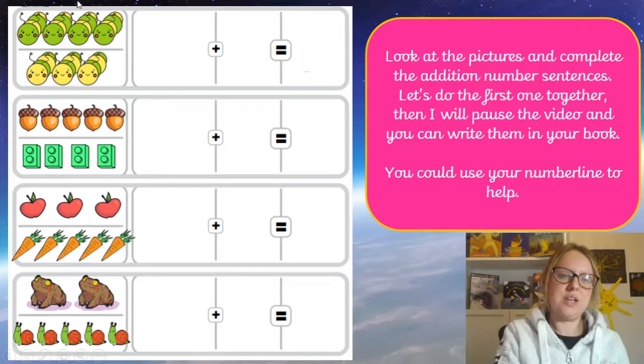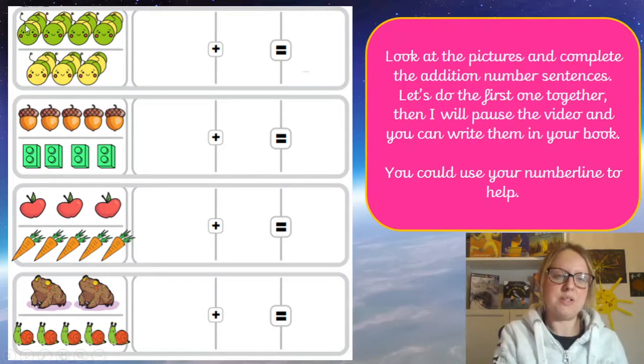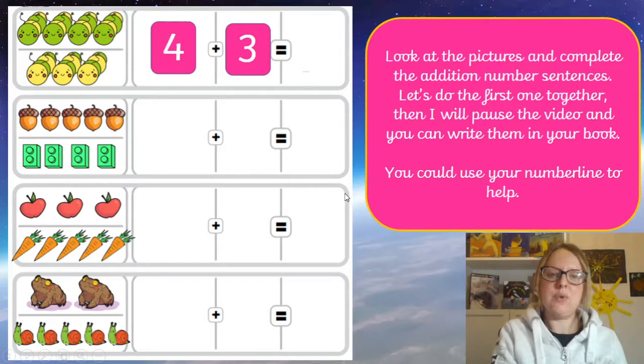So we're going to count the top row of caterpillars. 1, 2, 3, 4. We know that there are 4. Now let's count the bottom row of caterpillars. 1, 2, 3. There are 3. So it's 4 plus 3.